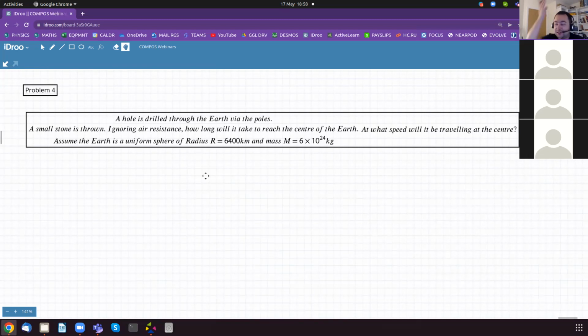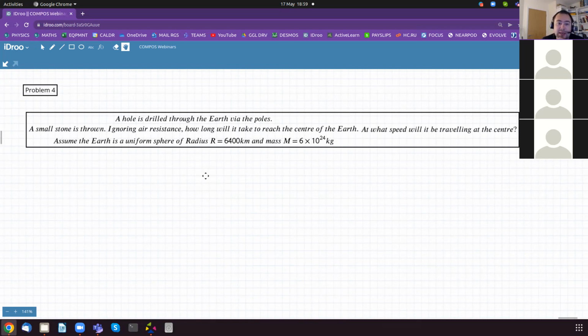So the premise is that we drill the Earth from pole to pole. That's what you normally do. Obviously, you drill a shaft, and you remove the air, and you drop a stone. Okay. You drop a stone, and the question is, how is it going to move?